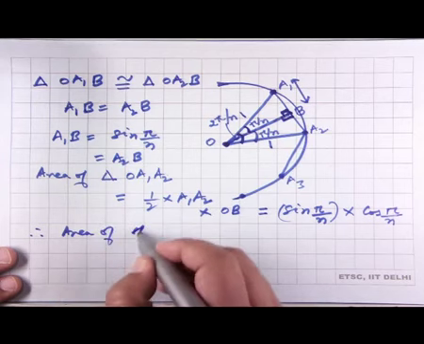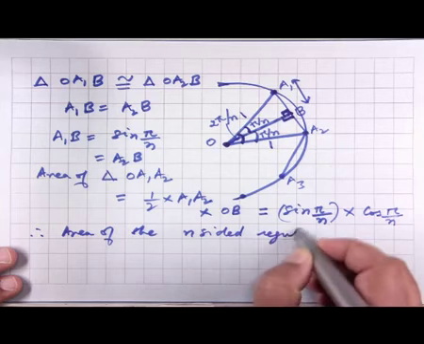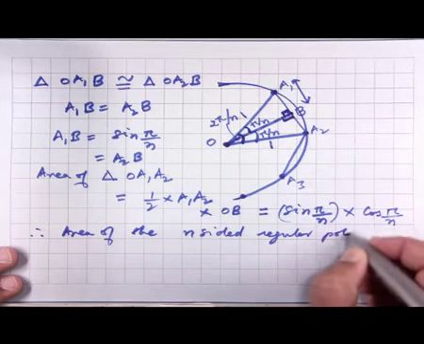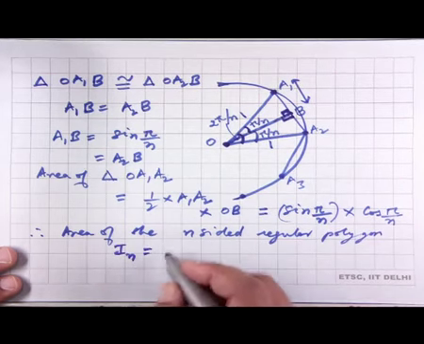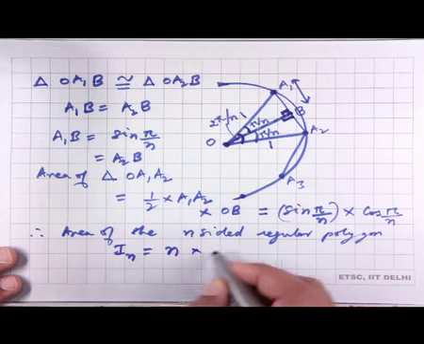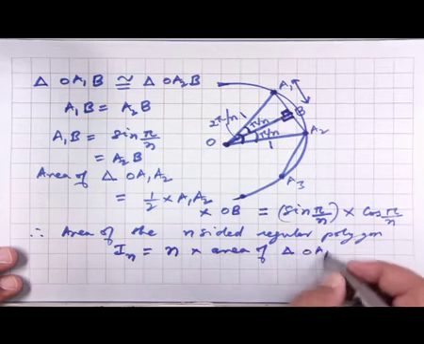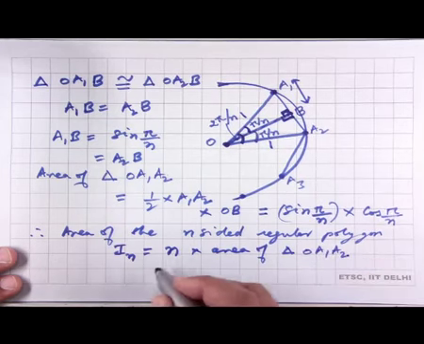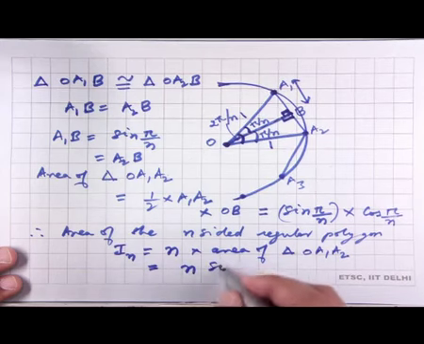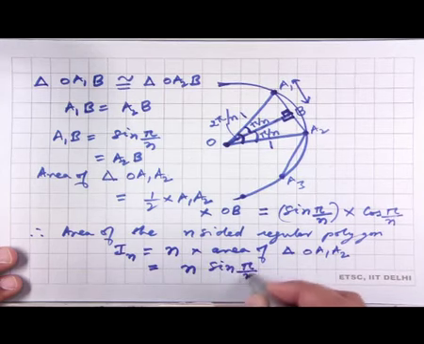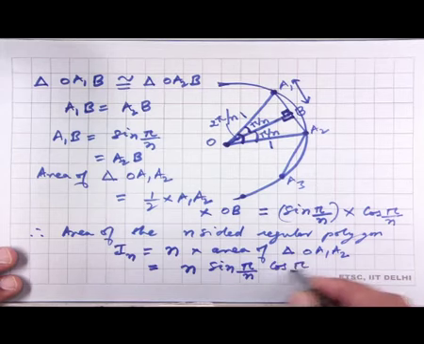the area of the n-sided regular polygon is In equal to n times the area of triangle OA1 A2, which if we use this expression, then we get n times sin pi by n into cos pi by n.